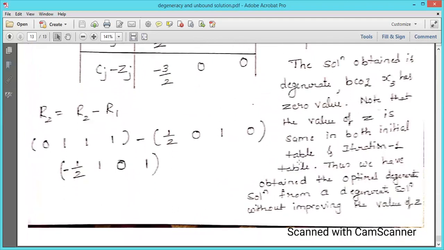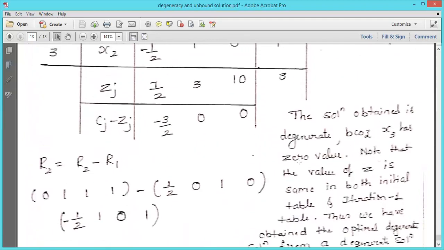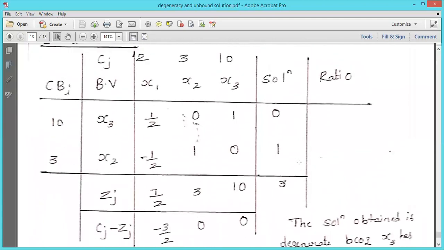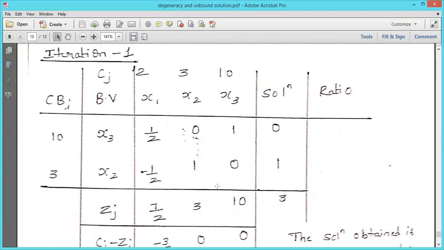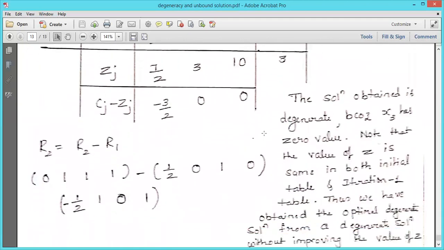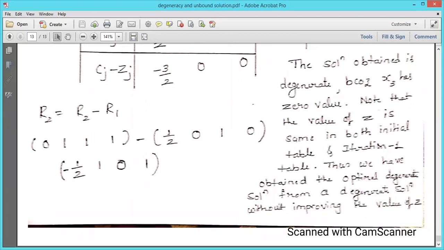Even at the end of the last iteration, the basic variable x3 is 0. So the solution that is obtained here is degenerate. The basic variable x3 has a 0 value, and the value of z is the same in the initial table as well as in the iteration 1 table. Thus, we have obtained the optimal degenerate solution from a degenerate solution without improving the value of z.